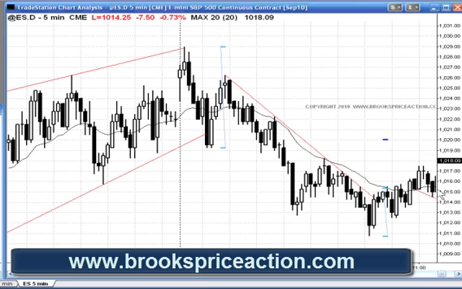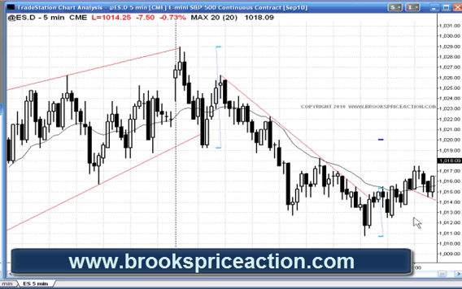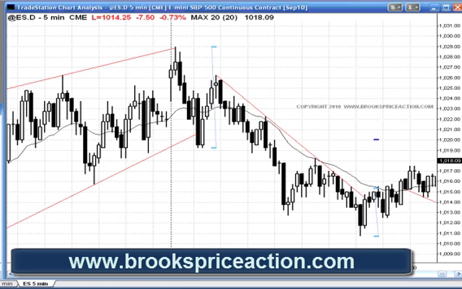A wedge often has 2 legs sideways to down. I want to see what the second leg looks like if there is one. Bull trend bar, pull back to the moving average, but this is a trading range, and I don't want to buy at the top of a trading range. Whenever I see any kind of a trading range, I only want to buy low, sell high. I never want to buy high, and I never want to sell low.